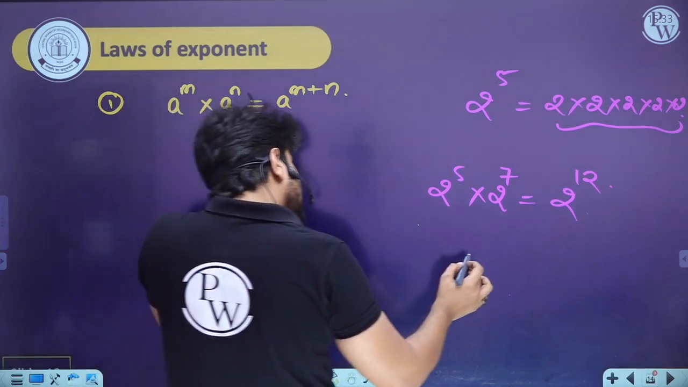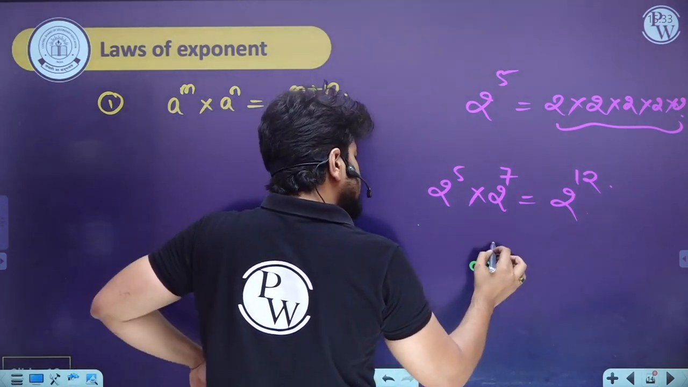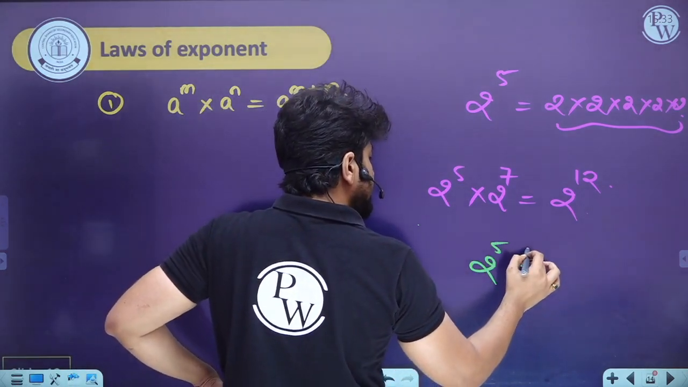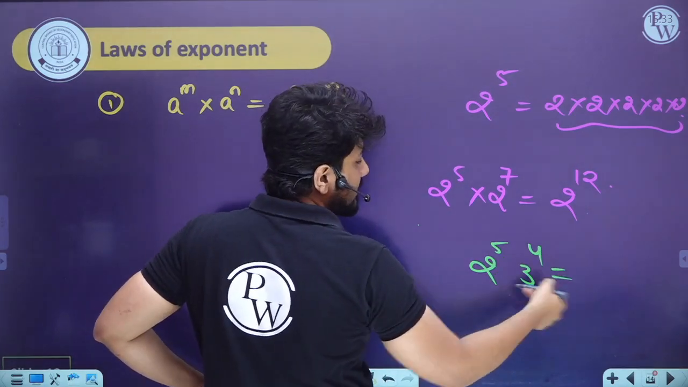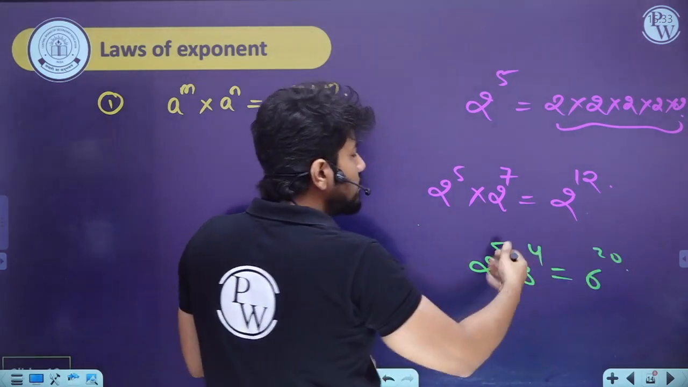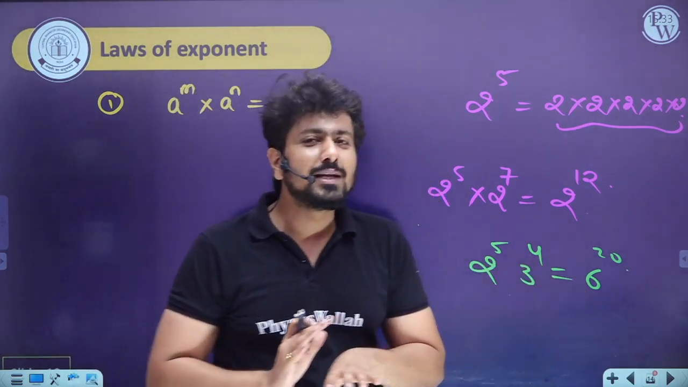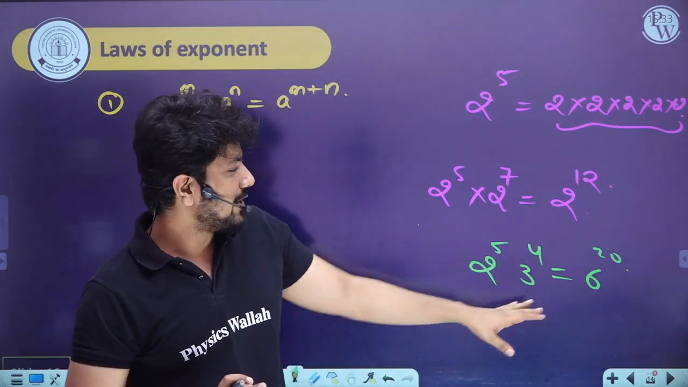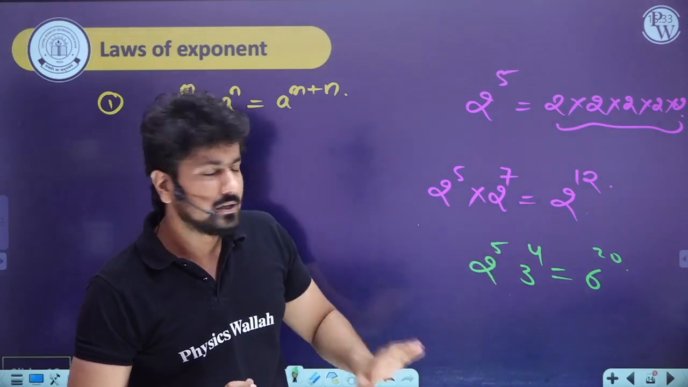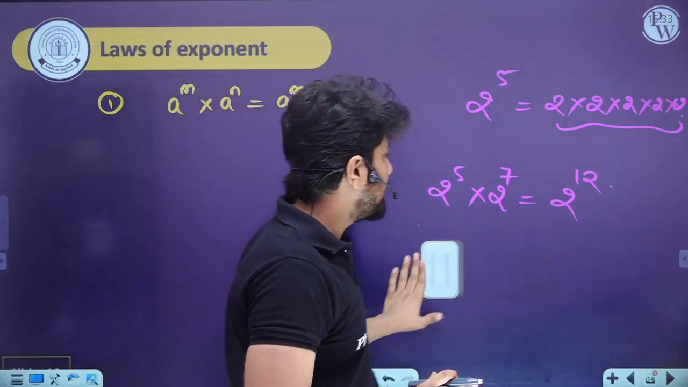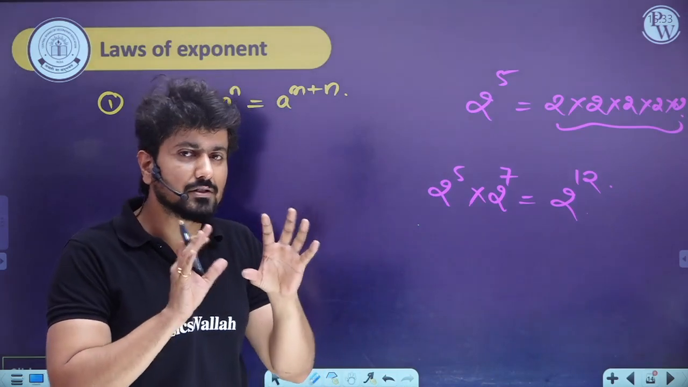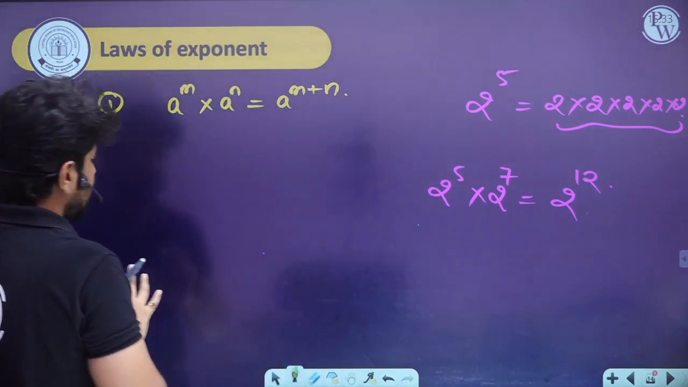Okay, but we can't write like this. Suppose there is 2 raised to the power 5 into 3 raised to the power 4. We can't write it as 6 raised to the power 20. Don't do these types of calculations. I have seen students doing these calculations, so I'm telling you. I hope all of you understand that this is not true. Or 6 raised to the power anything. Basically, if the base is same, then only we can add the powers. So, understand the laws very, very clearly.